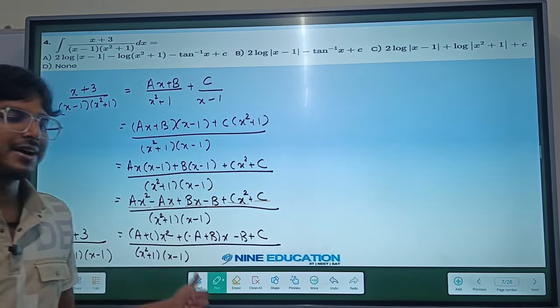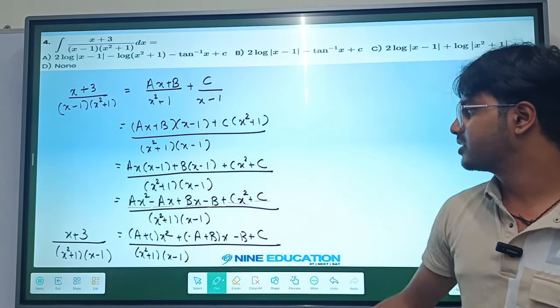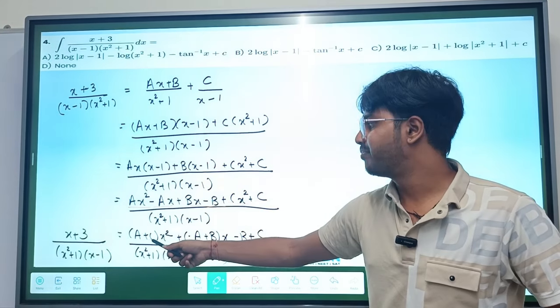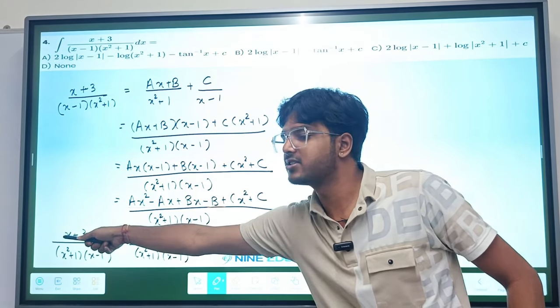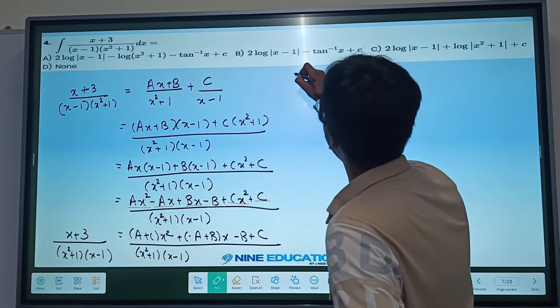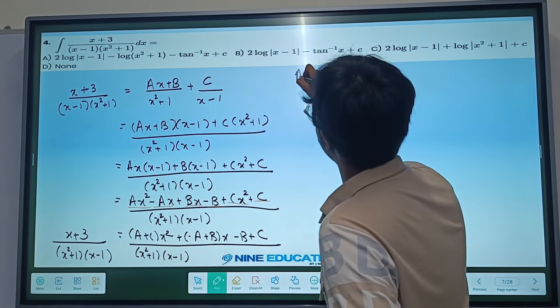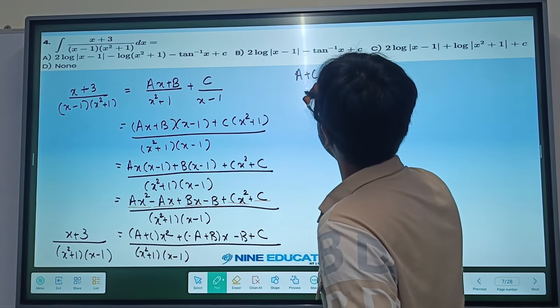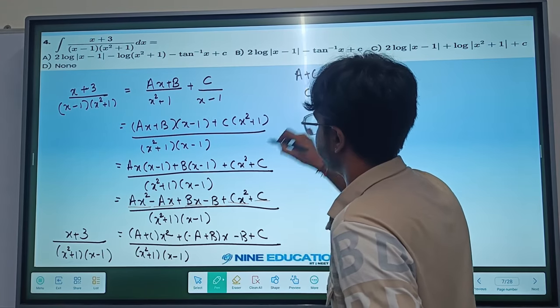What should I compare? Compare the coefficients. What is the coefficient of x² here? a + c. What is the coefficient of x² on the other side? There is no x², that is, the coefficient of x² is 0. So a + c is 0, that is, c equals minus a.